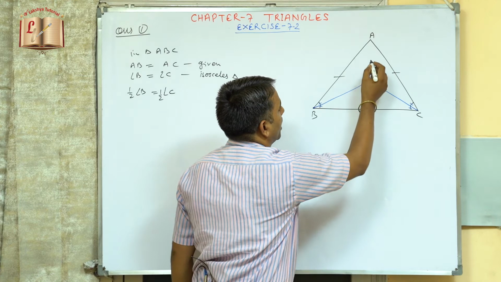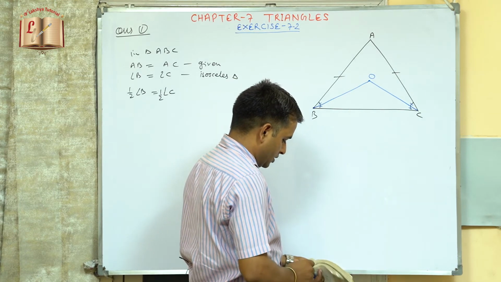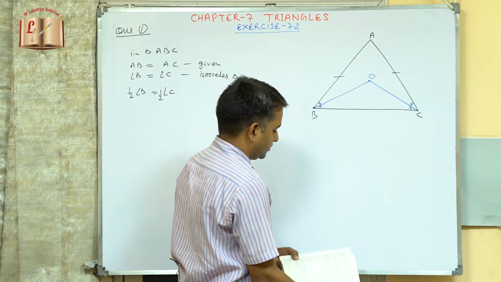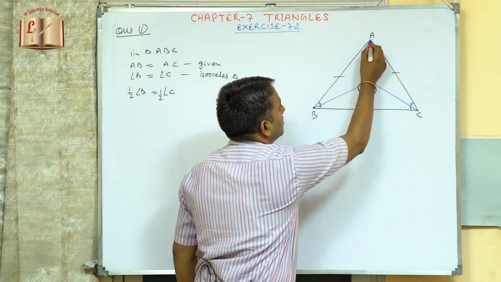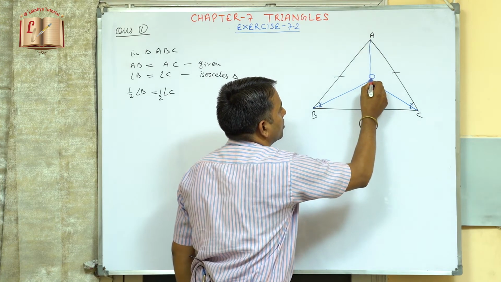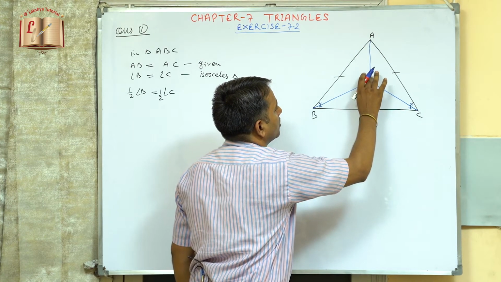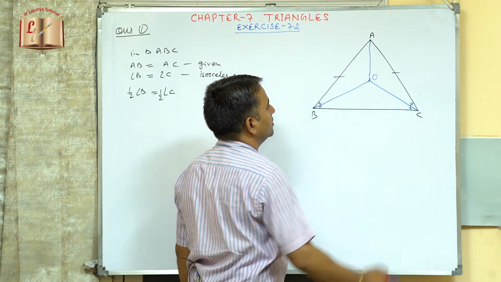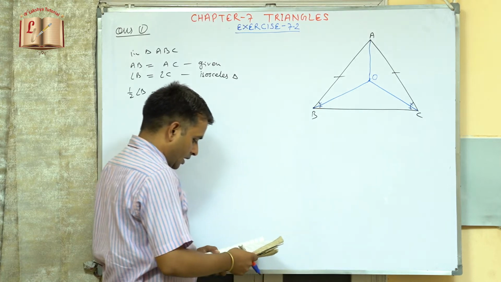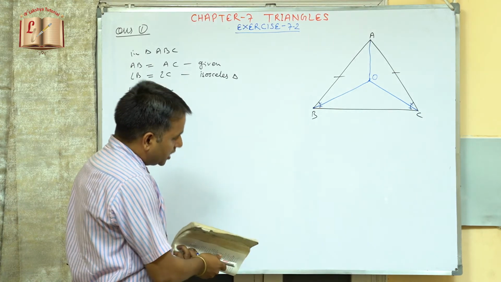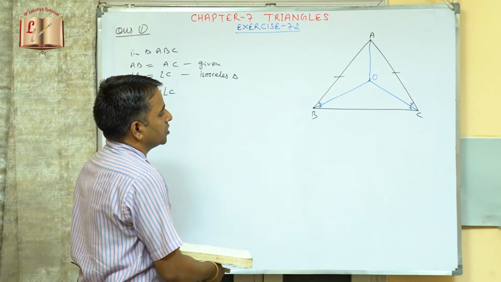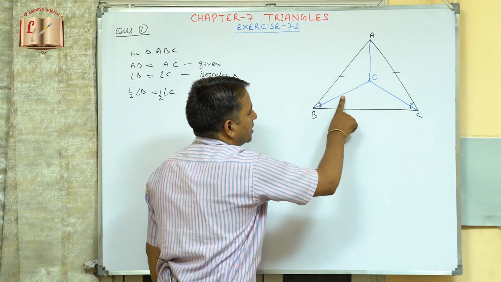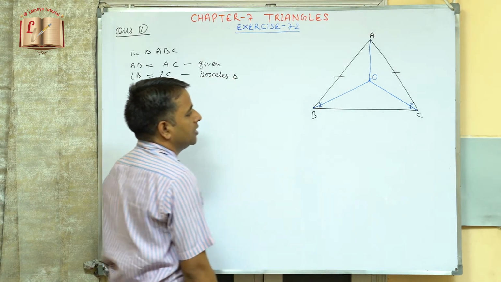And we need to join AO. So we will join A to O. So this is the point O. So we have joined this AO now. Now so that OB is equals to OC. So we have to prove that this side is equals to this side.